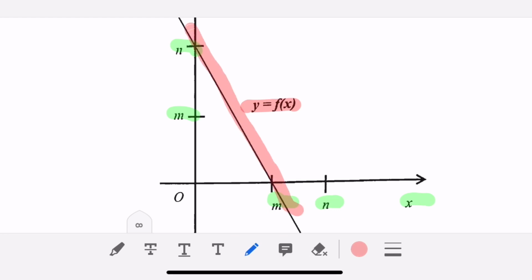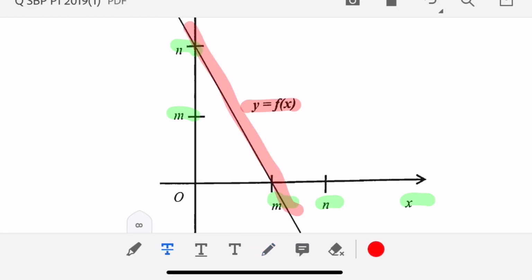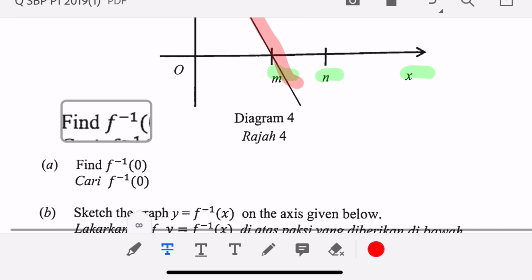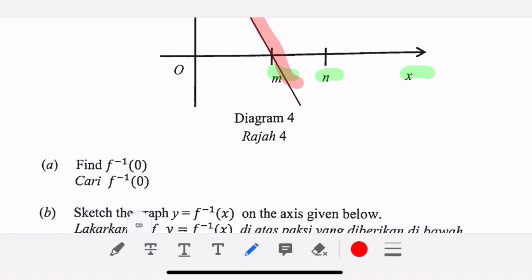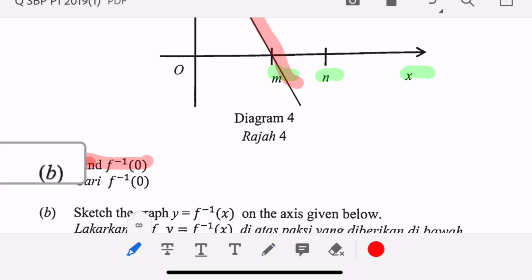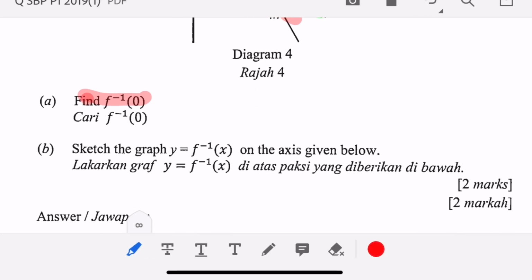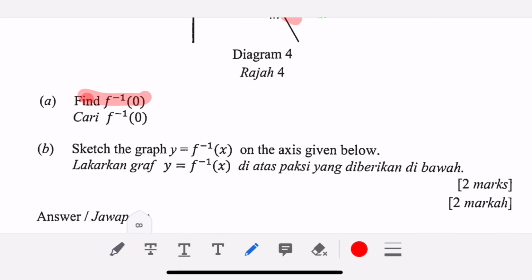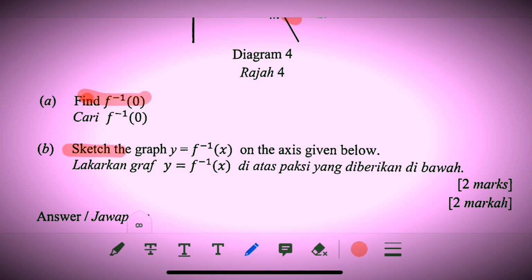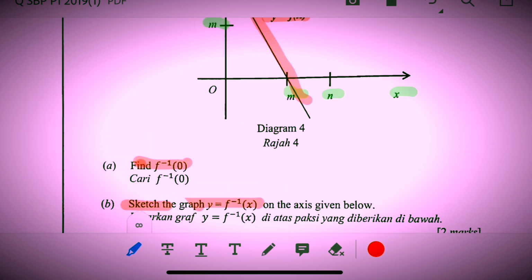So it looks like the straight line is given, y equal to f(x). It's in pink color. Now the question is asking you to find the inverse function with the object 0. So there is an inverse there, f^-1. And then you have to sketch a graph for the inverse function on the axes given below. This is actually hot because it tests your reverse way of thinking. Okay, so it's based on a diagram.